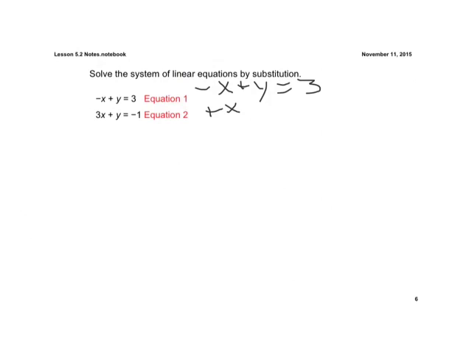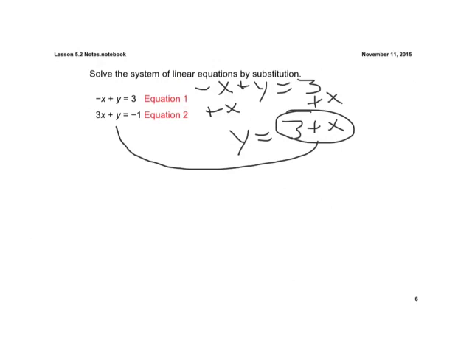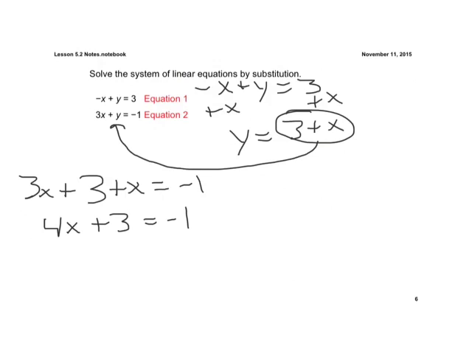Let's add x. So y is equal to, they're not like terms, so we need to leave it as 3 plus x. Okay, we did step 1. We isolated y. Now let's substitute that value, which is 3 plus x, into the second equation for y. So if we rewrite that, we have 3x plus our y value, which is 3 plus x, is equal to a negative 1. Combine like terms. If we have a 3x and an x, now we have 4x's, plus 3 is a negative 1.